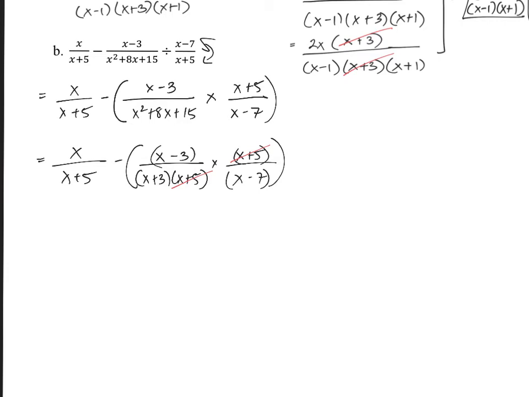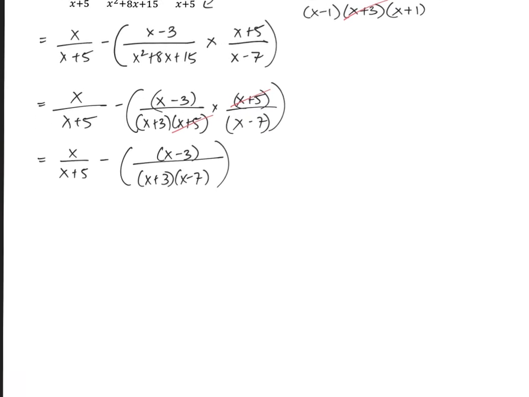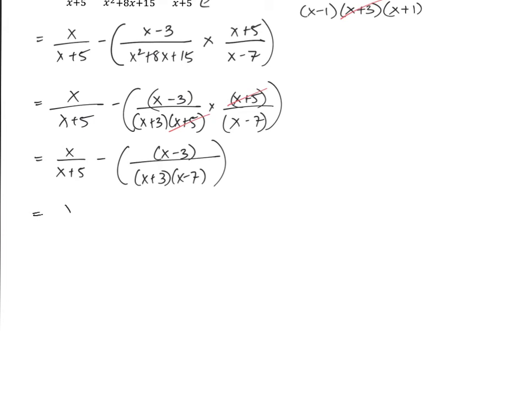So once I've canceled that out, I'll go ahead and multiply across. Nothing much there, actually, it's just the x minus 3. And in the denominator, we have x plus 3 times the x minus 7. Alright, and once we've done that, we can actually just drop the parentheses. And now, after we've done with the division, we have a normal subtraction problem, which we've just dealt with.